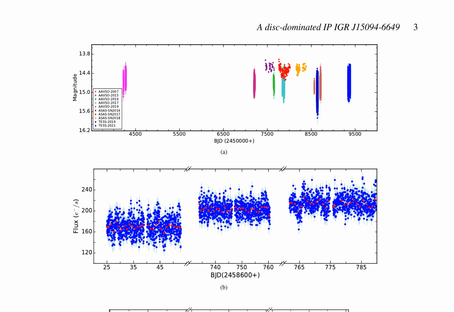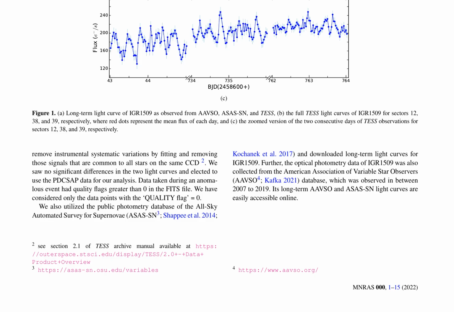system geometry. The full TESS light curves for sectors 12, 38, and 39, presented in Figure 1b, show the mean flux of each day, represented by red dots. A zoomed-in view of 2 consecutive days of TESS observations, Figure 1c, highlights the system's rapid variability. To process the TESS data, the authors utilized PDCSAP data, which has been corrected for instrumental systematic variations. Only high-quality data points with quality flag equals 0 were considered in the analysis.